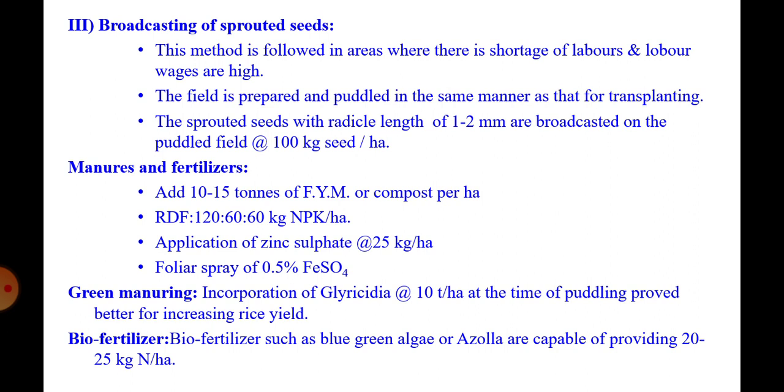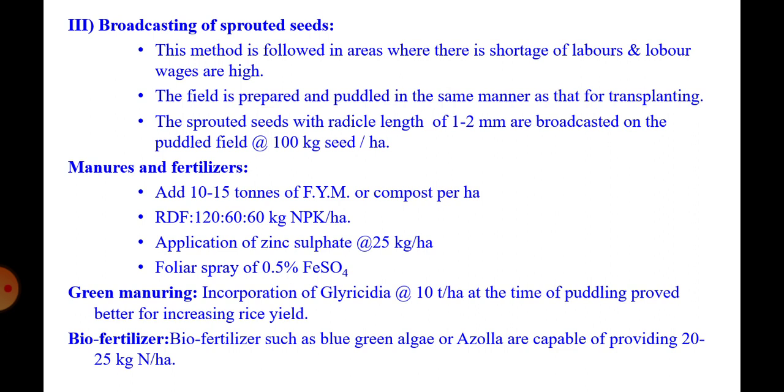In case of zinc deficient and ferrous deficient soil, apply zinc sulfate at the rate of 25 kg per hectare, and take a foliar spray of ferrous sulfate 0.5% to recover the deficiency. And for boron deficiency we can spray 0.2% borax.